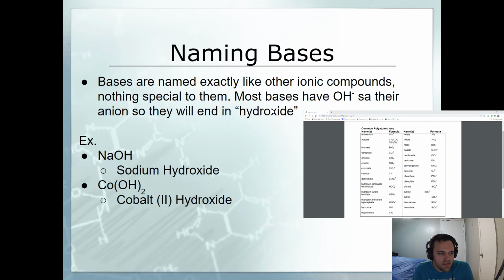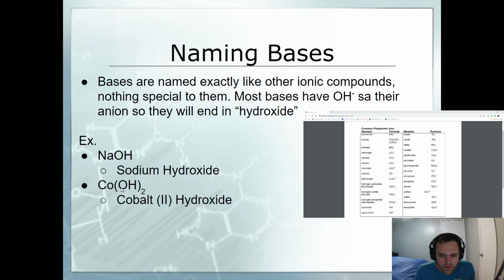All right, for bases, there's actually nothing special about naming bases. Bases are named exactly like any other ionic compound. And most of them have OH as their anion. So they should end in hydroxide for most of the ones you'll see. So if you've got Na and OH, Na is sodium, OH is hydroxide, so you'll just call it sodium hydroxide.